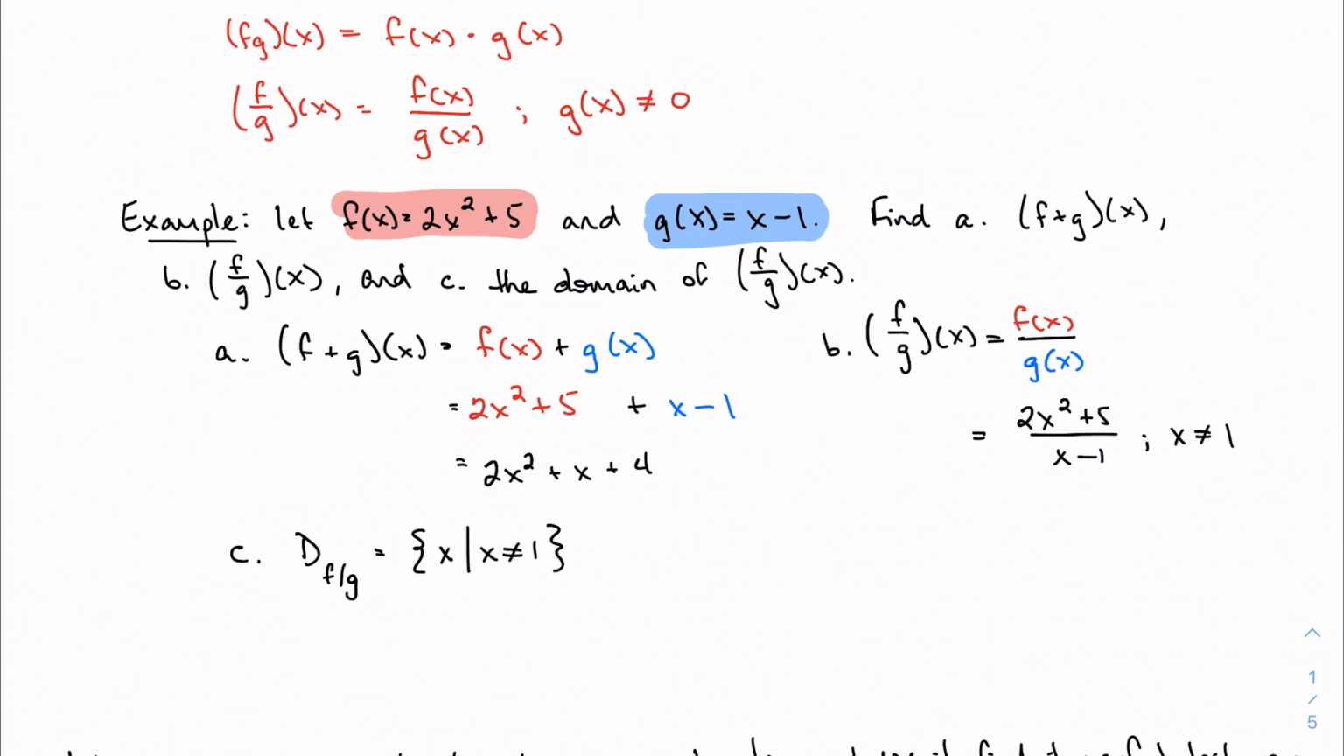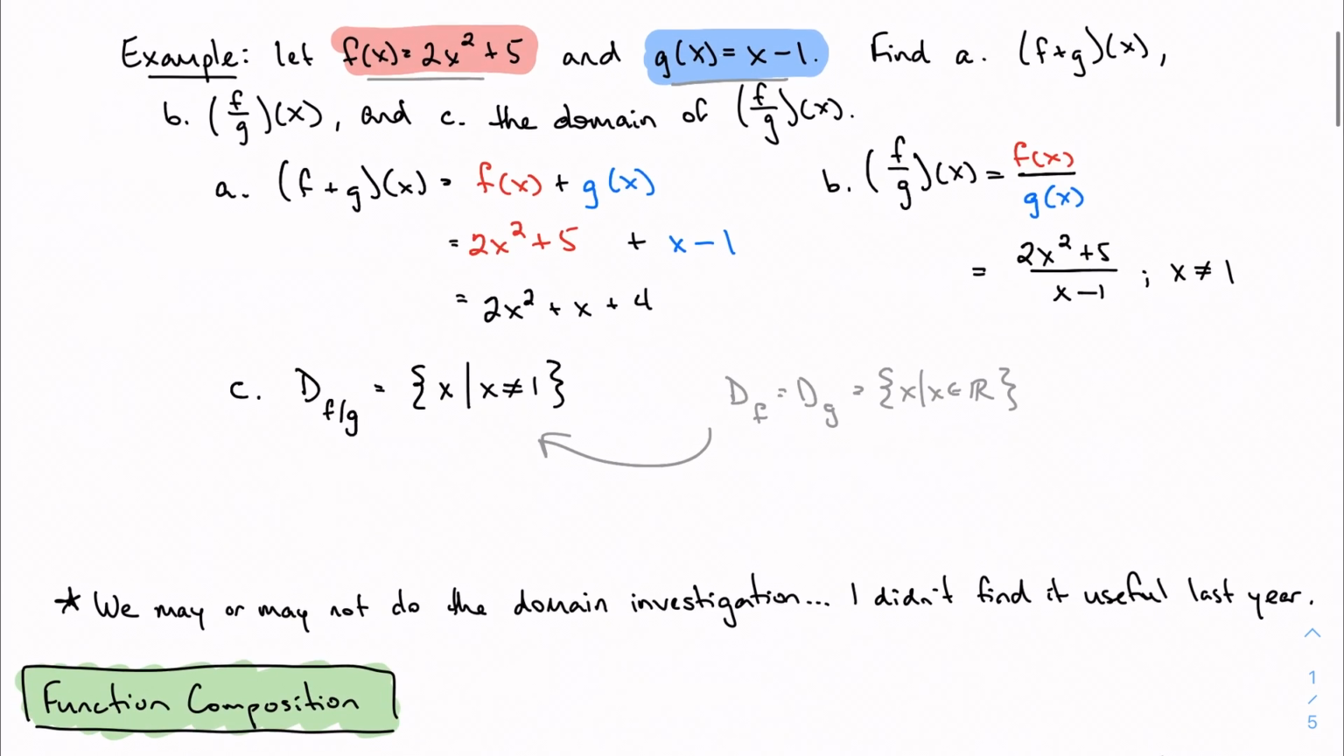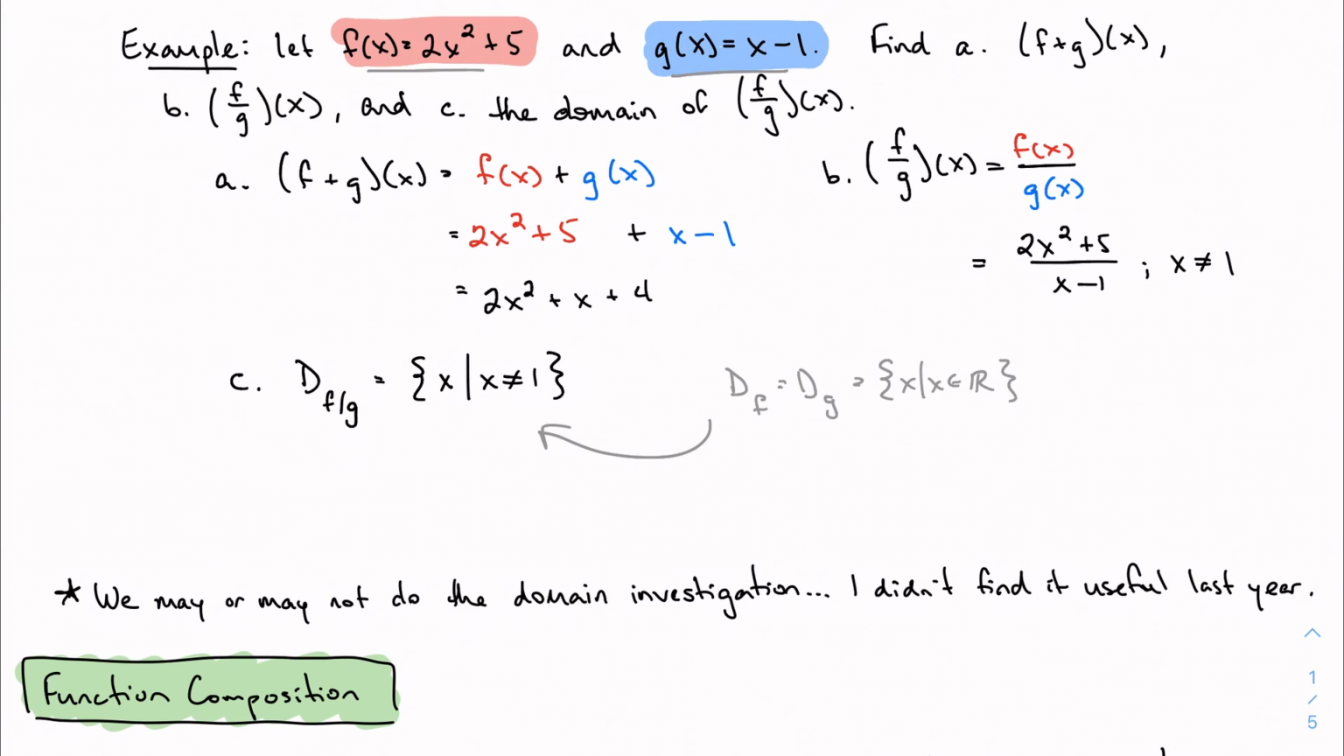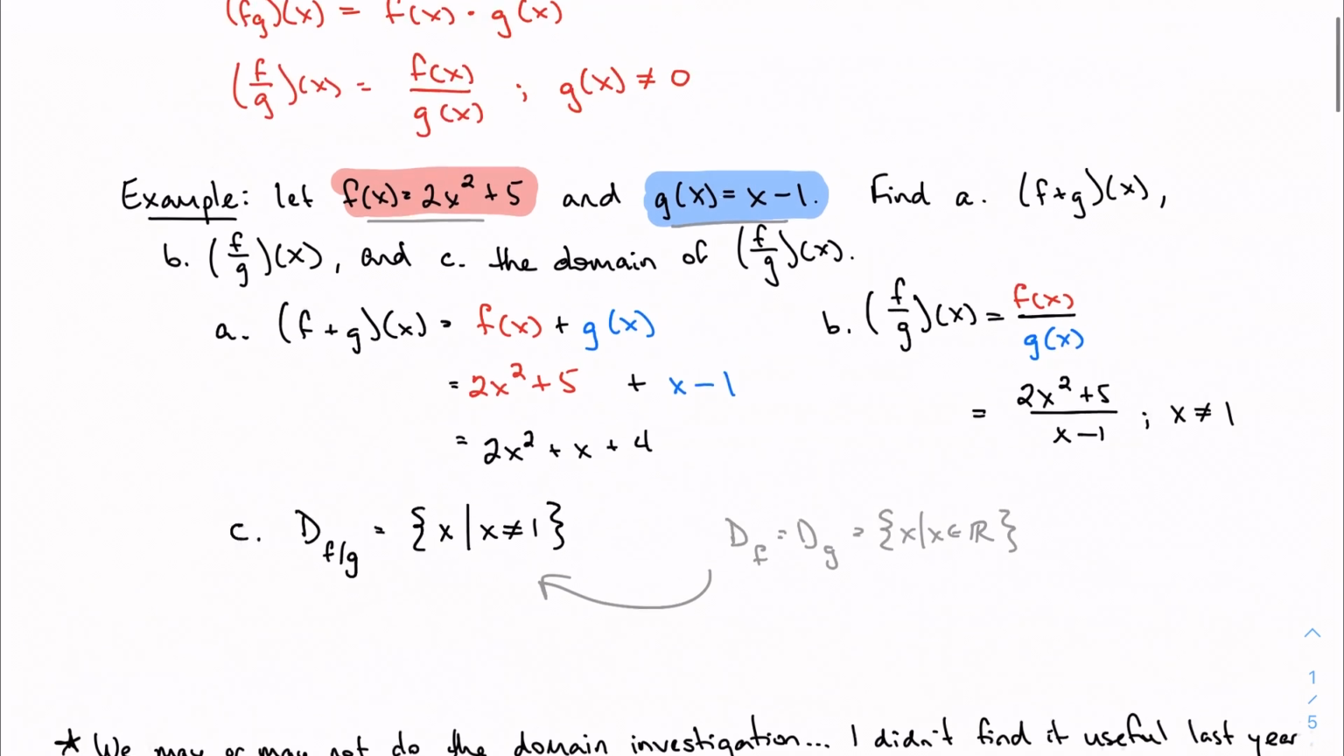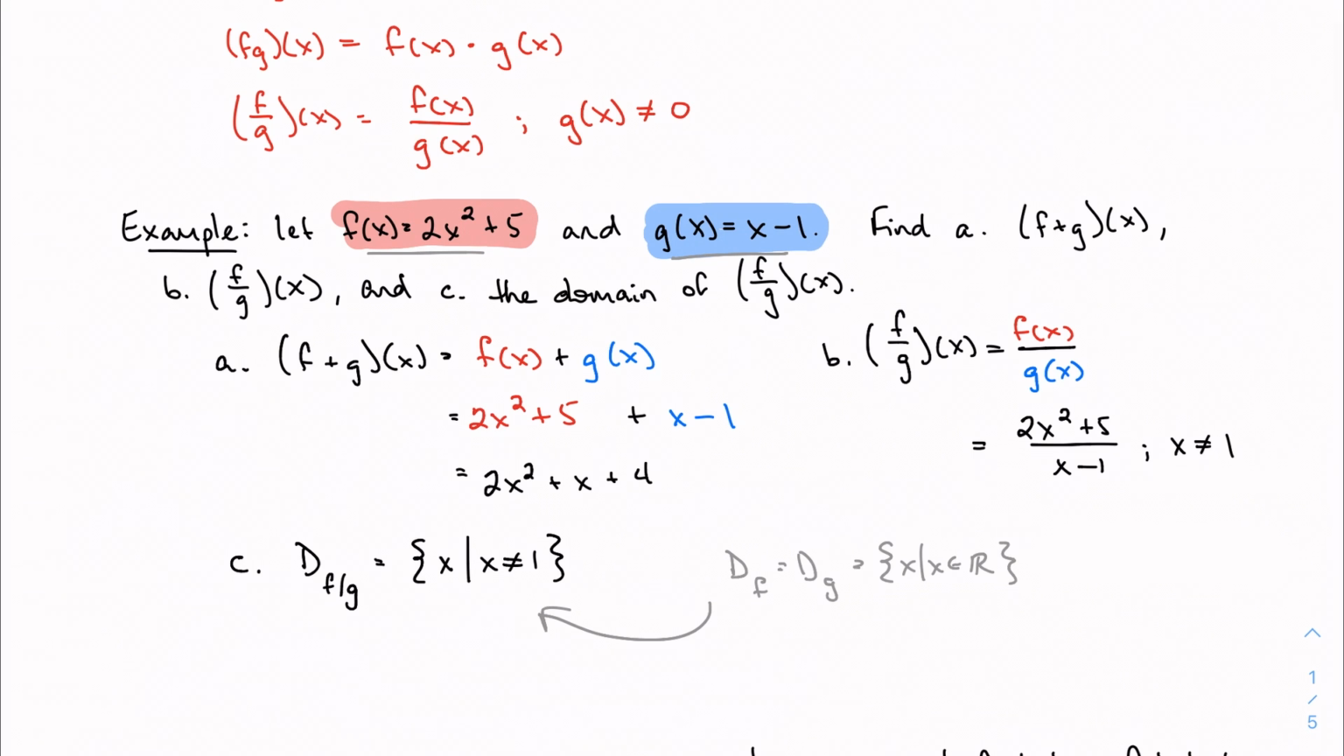And this is a little bit curious, because the domain of f and g are both all real numbers. So it's a little bit interesting how this turns from the set of all real numbers into this kind of exclusion here. There is an investigation in the book. I don't know if we're going to get to it. We didn't find it particularly useful last year, so we'll see if it might be one of those things that we just save for an extra day that we have. But this is all it is. Just follow the operation that's inside the parentheses between the functions.